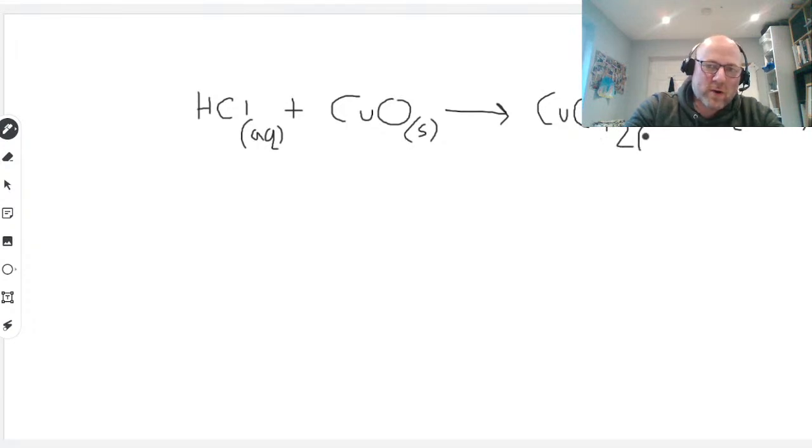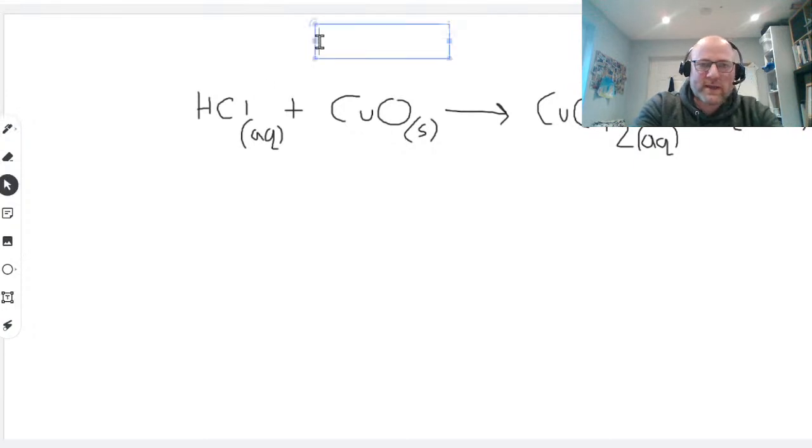Copper chloride, like 99% of chlorides, is soluble because chlorides are soluble. So that's a salt that will dissolve in the water that's also formed. Well done. Now, why did I pick this one? Because one of the core practicals that they love to ask is how to, so they'll come with a question like this.